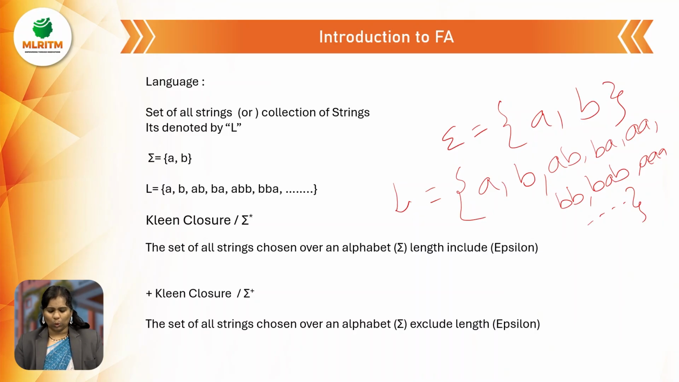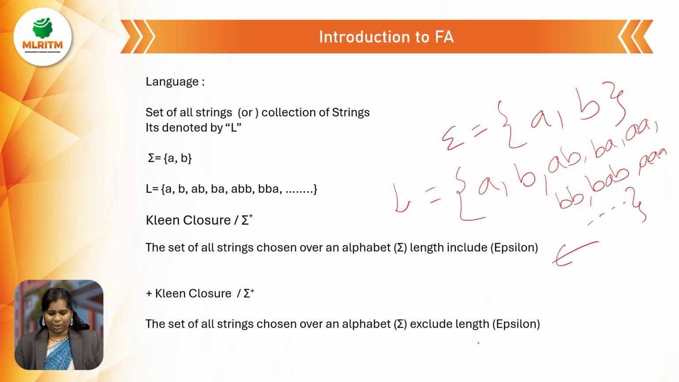Next, the Kleene closure. The Kleene closure is the set of all the strings chosen over an alphabet. The length includes epsilon. Epsilon looks like an E, but the middle line is bigger than the top and bottom. So it is the set of all the strings chosen over an alphabet, and it is also a universal set.